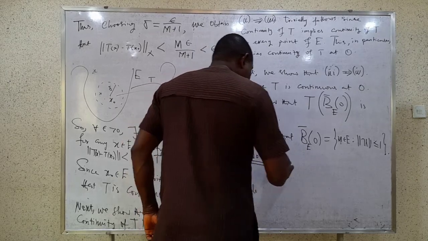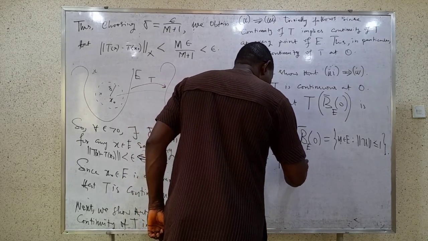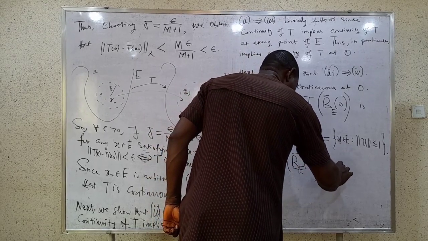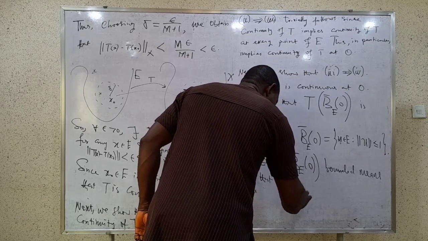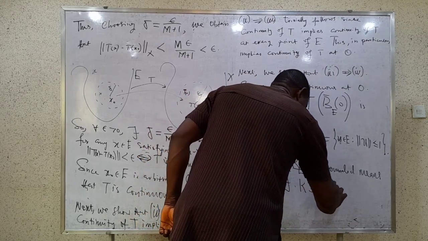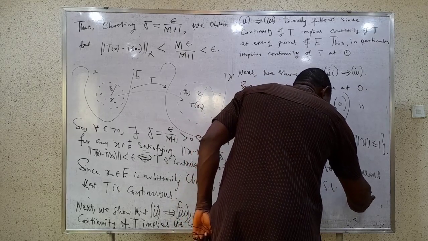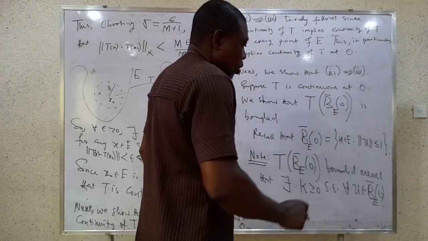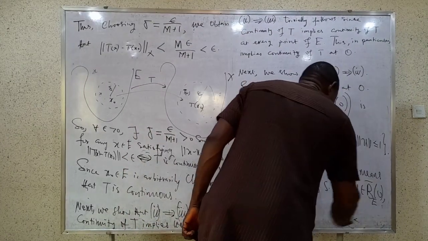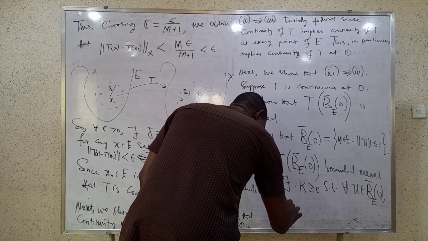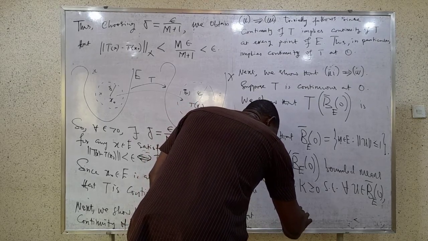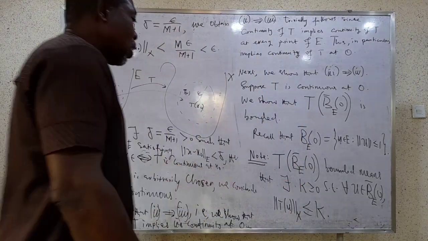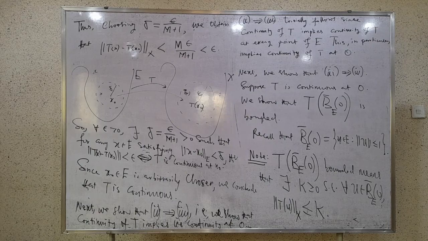Note, T of the closed ball B-bar of 0 bounded means there exists a constant k greater than or equal to 0, so that for any u I pick in B-bar of 0, I have that the norm of T of u in X is less than or equal to k. This is what it means that the image of that ball is bounded.